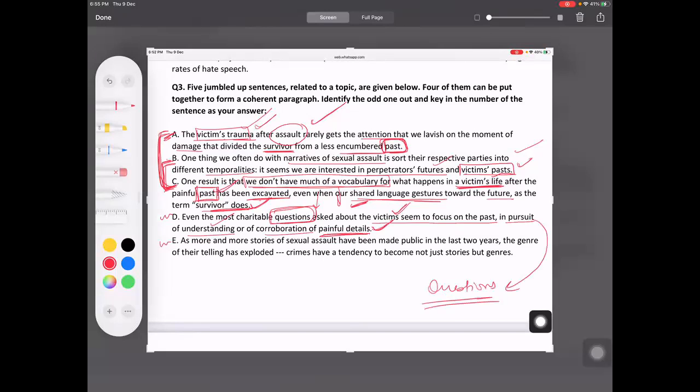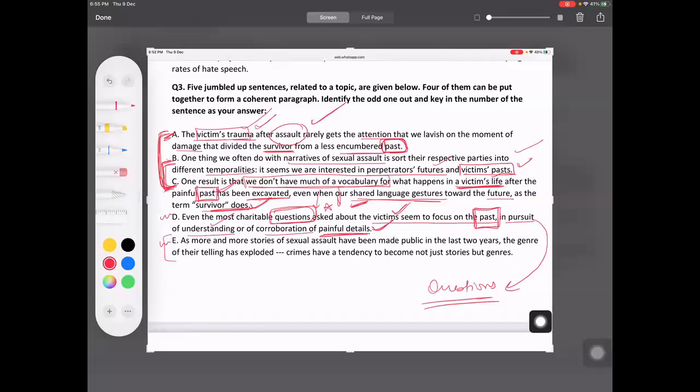Before that, they were talking about stories telling about the victim's past, but now they are asking questions. So it is somewhat a different thing, but yes, they are also talking about the past. One thing is similar, but the context of the statement is different. Let's check out the E option as well.